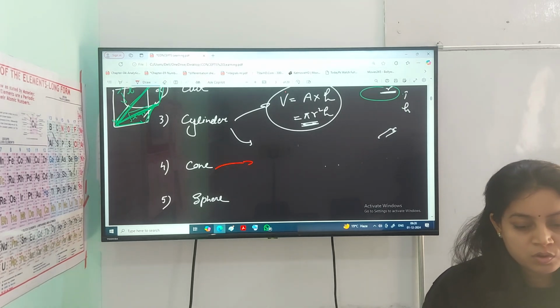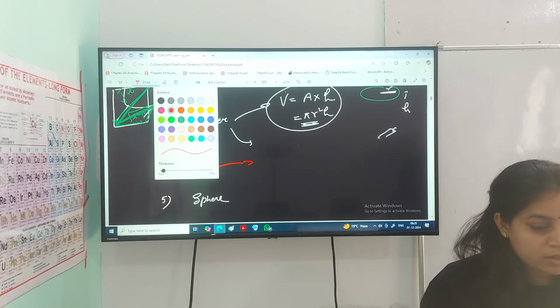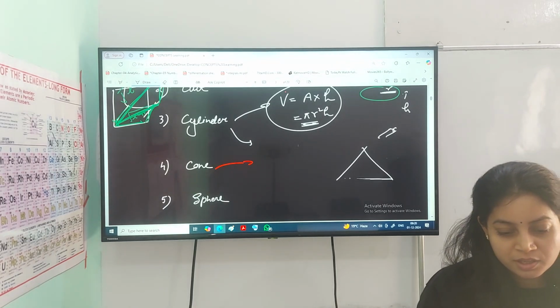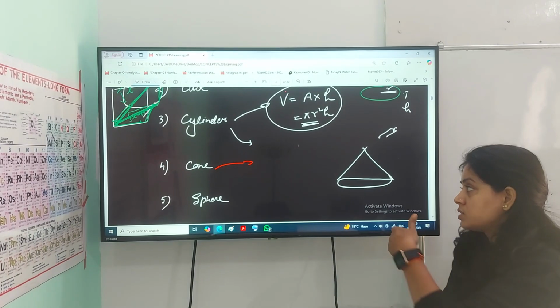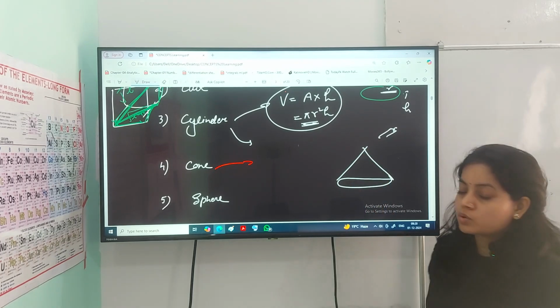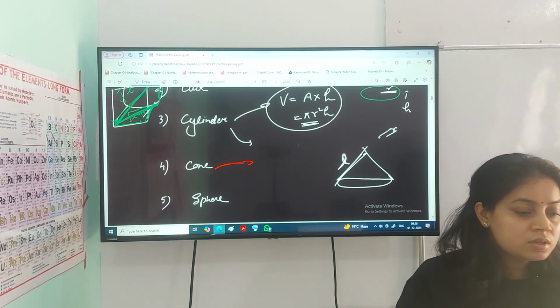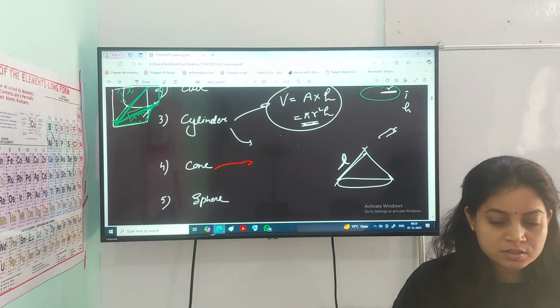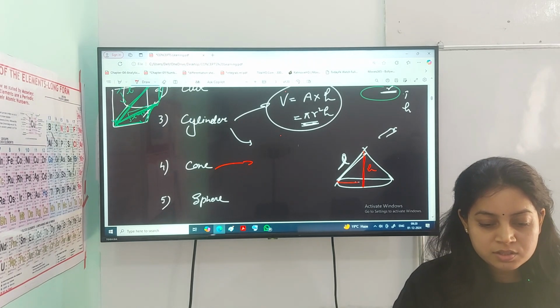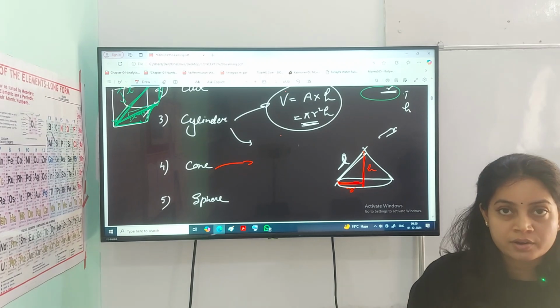And the next one is the cone, and we all know what a cone is. It is just like a birthday cap, or you can say it's just like a simple tin. This is your cone, and this side is called the slant height. In this is the vertical height h, and this is the radius of the cone, that is r, right?